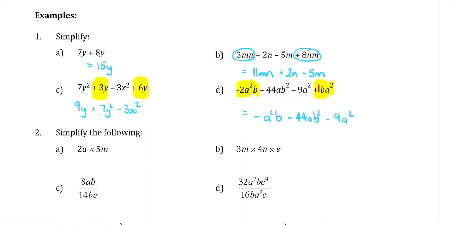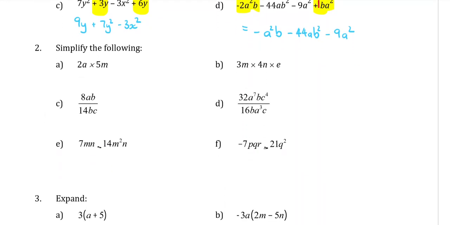Okay, moving on to question 2, we're still simplifying, but now you can see in here that we are multiplying and dividing. These should be divide symbols down here. So when we are multiplying, the rules are that we multiply the numbers. 2 times 5 is 10, and any letters are going to collect up, so am.